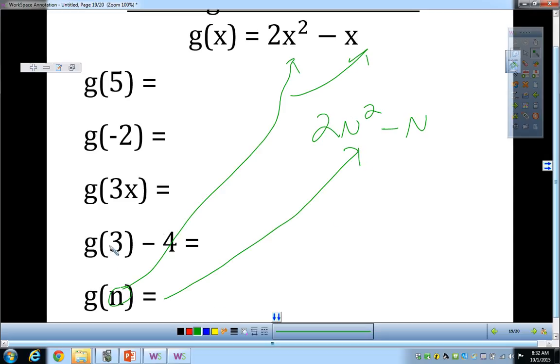G of 3 minus 4 says first you plug in 3 to the function, and then you take away 4 from that function. Let me do that one. G of 3 minus 4 would be 2 times 3 squared minus 3, minus 4. Because this is g of 3, minus 4. So this one's kind of complicated. That gives you 9 times 2 is 18, minus 3 is 15. Minus 4 would be 11. See the way that worked? That's tricky.